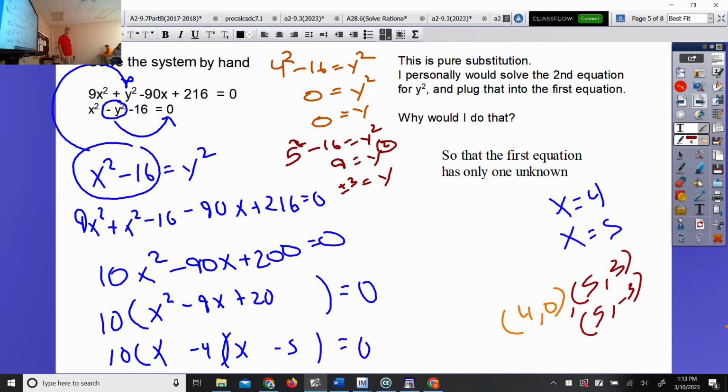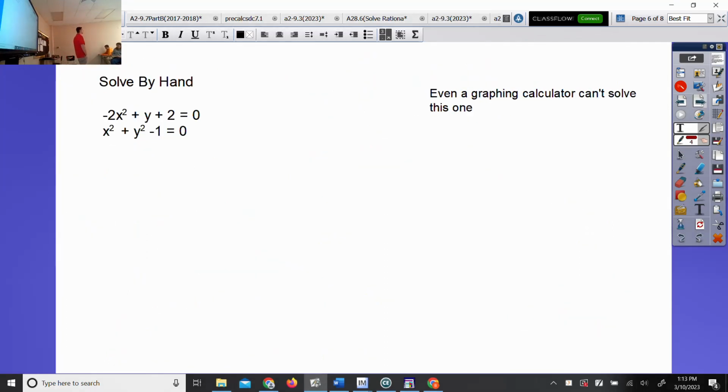All right, 2 more. Here's another solved by hand. This one, your TI-84 cannot actually do. I give the TI-84s a lot of credit. They can solve just about anything. But it's about resolution. A TI-84 does not have enough pixels to draw things properly. It's just a little bitty screen, isn't it? It's only got so many pixels.